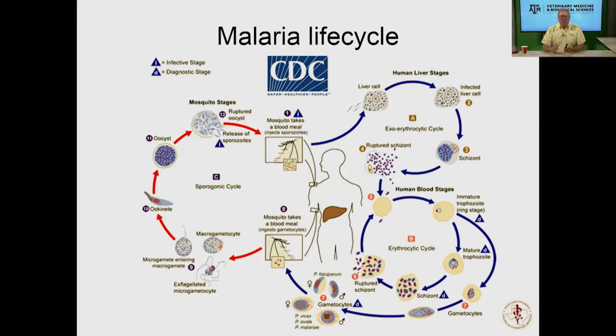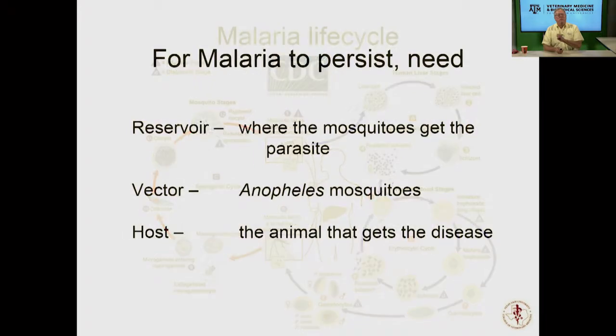Now, the reason I put this life cycle up is because it also tells us how we can break the life cycle. Well, if a mosquito can't bite us, then the mosquito can't give us the parasite. If the mosquito can't bite us, the mosquito can't get the parasite. And if we don't have the parasite, then even if a mosquito bites us, it can't get the parasite because we don't have it. And so that means the vector is very important, but also the reservoir, where the parasite resides in a human, is very important.